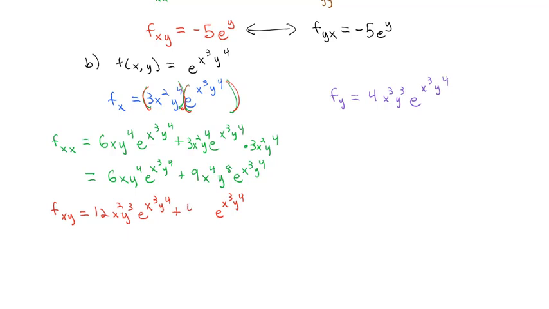The derivative of y to the fourth is 4y cubed, with the x cubed treated as a constant. But we still need to multiply by the first factor of 3x squared y to the fourth. So putting that together, we get 12x squared y cubed e to the x cubed y to the fourth plus 4 times 3 is 12. We've got a total of x to the fifth, y to the seventh, e to the x cubed y to the fourth.